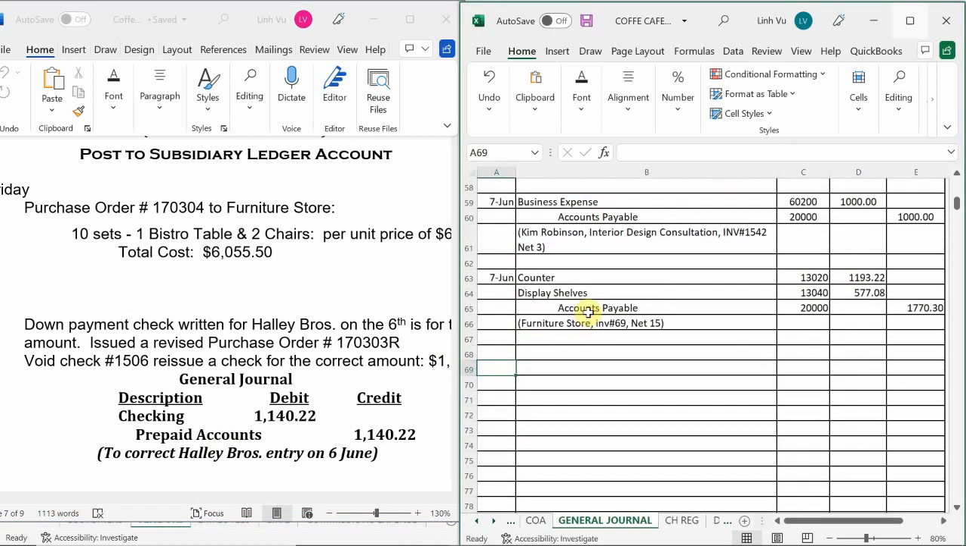So in this case, we made a mistake in our journal because we wrote a check for the wrong amount, and the purchase order, we need to revise it because 1/3 of the payment is not $11.40, it's $11.71. So in this case, we need to reverse and re-enter this journal transaction because we need to correct it because it was wrong in the first place.